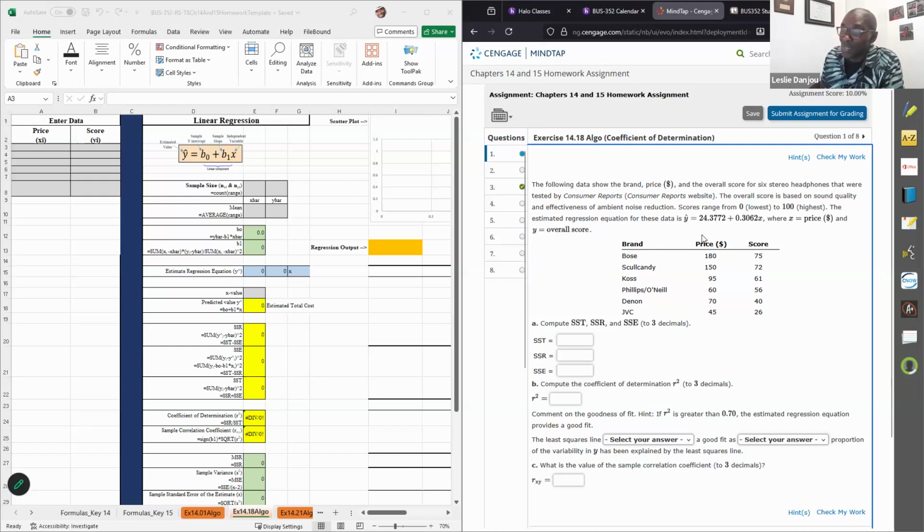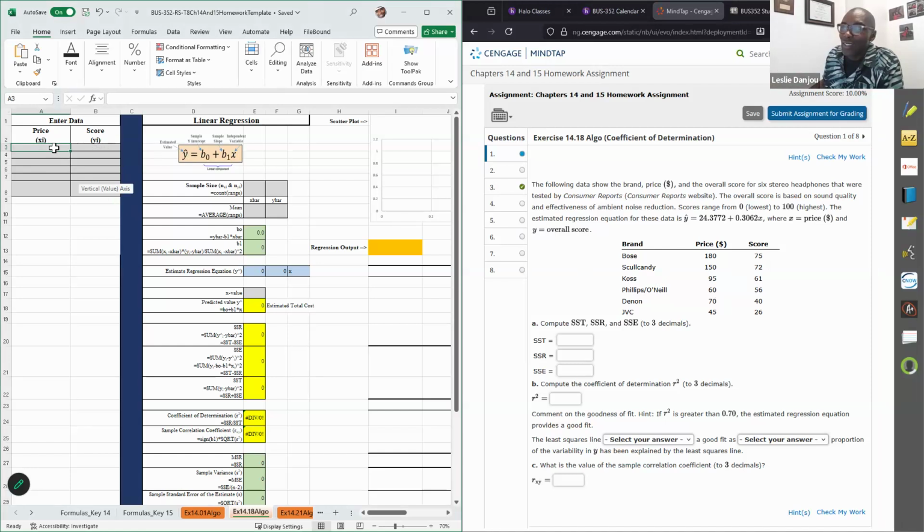All right. So we got price and we got score. Which one would you consider the independent variable between price and score? So they actually give you the answers right here. Price is your independent variable. Score is the end result, which is your dependent variable. All right. So please plug in your information as you see them.